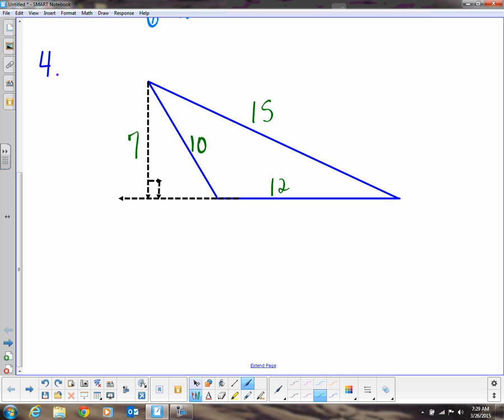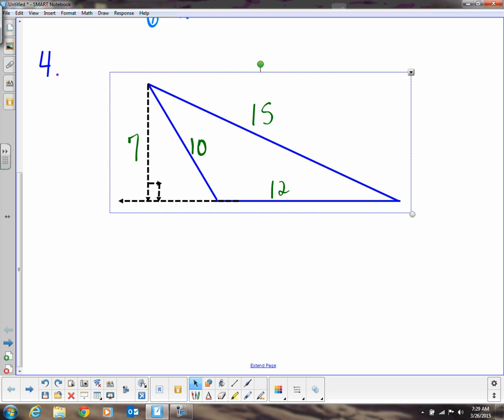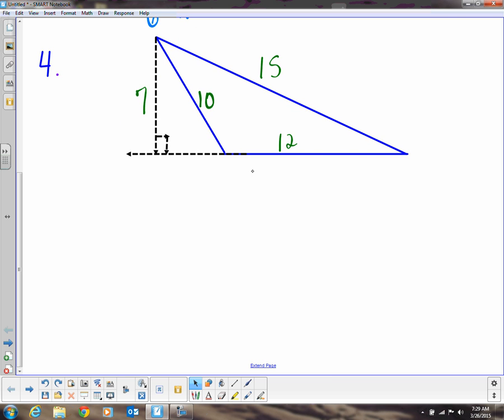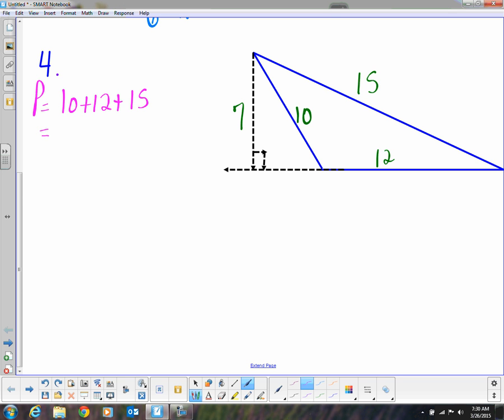Yeah. I've got you trained well. I can't tell you how important that is. When I tutor kids, they have no clue. It's like, oh my gosh, you don't know what to do then. All right, so how do we find perimeter? So that's 10. Why am I leaving 7 out? Not a side. All right, so that's 22 plus 15, and I do believe that's going to be 37.